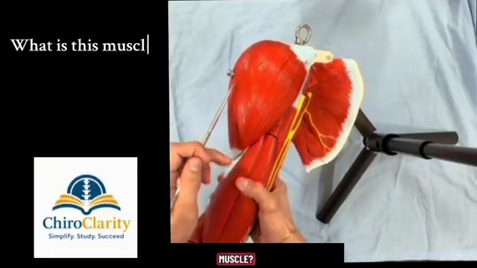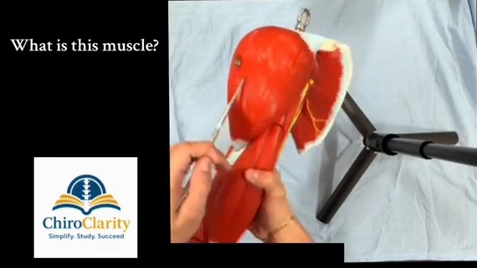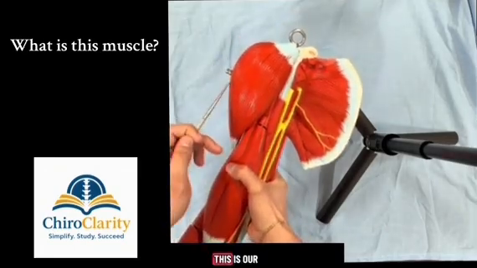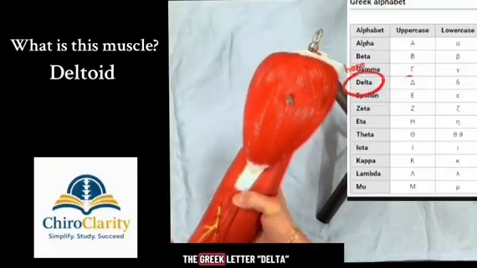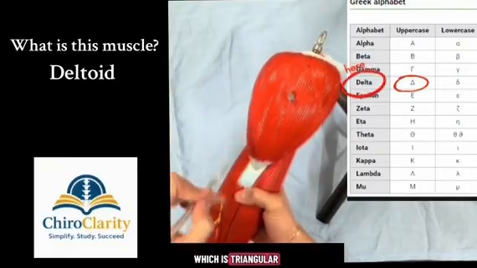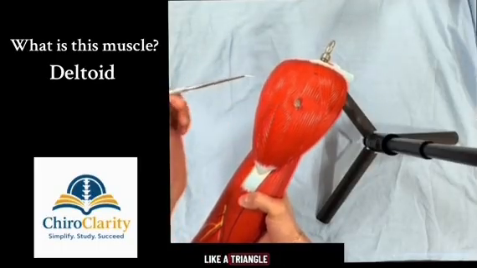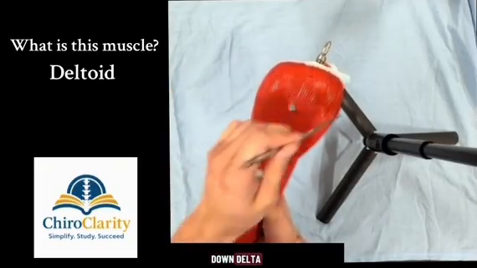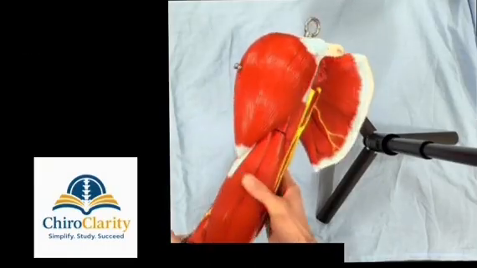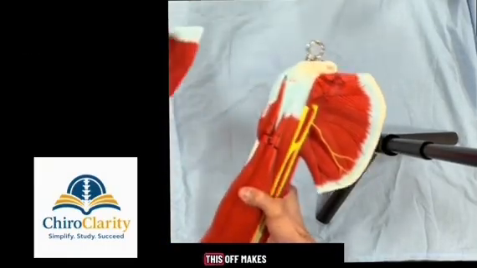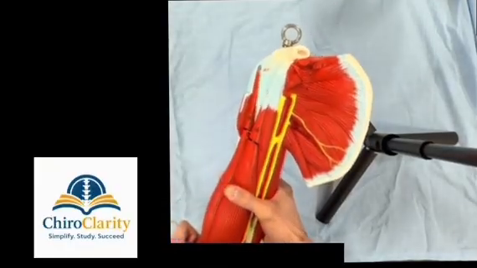What is this muscle? This is our deltoid muscle. Deltoid comes from the Greek letter delta, which is triangular in its shape. Therefore, the muscle that is shaped like a triangle or an upside down delta is the deltoid muscle. If we take this off, it makes these other ones a little bit easier.